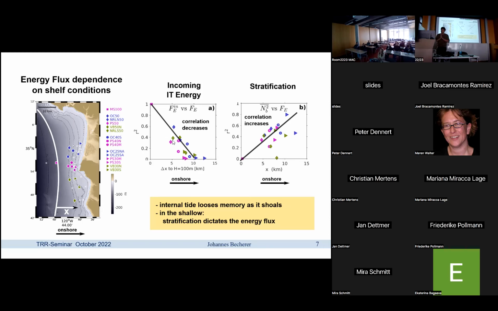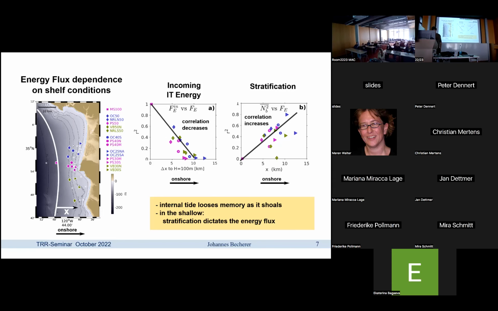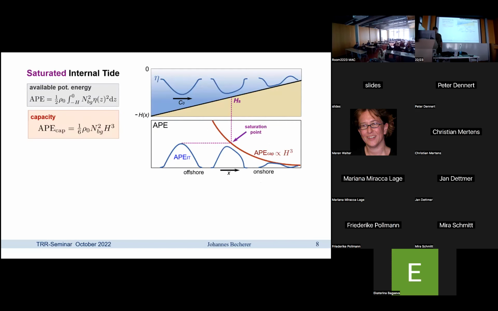Then let's look at stratification really quick as well. If we correlate the energy we see at each of the moorings to the stratification on the shelf, we can see that out here at MS 100 there's no correlation whatsoever. But the further we go inshore, the correlation goes up very strongly. So it really seems that the stratification dictates how much energy makes it onshore, towards the shallower sites. Those are the two main takeaway points from this slide: the internal tide loses memory of its initial strength while it's shoaling, and stratification dictates how much energy makes it through towards the shallower sites.